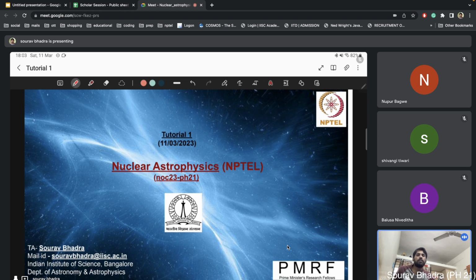Today I will mainly focus on assignment 1, and I will not only solve the questions one by one, but will try to give you an overview of the theoretical background of those questions. Otherwise it will be like remembering things and not understanding the underlying physics. So I will try to give you some idea about the underlying physics also.